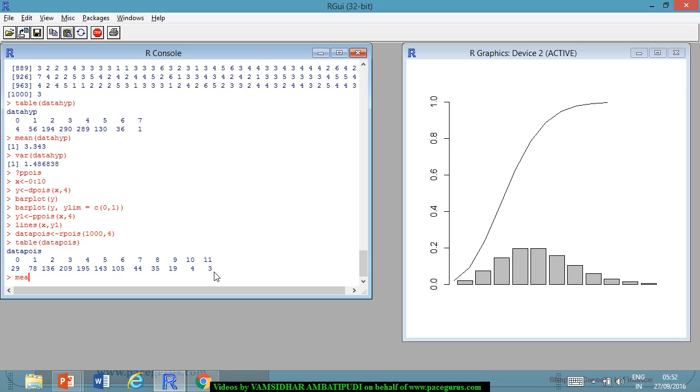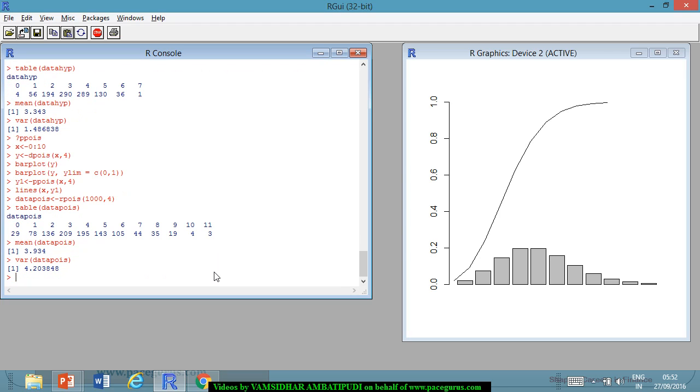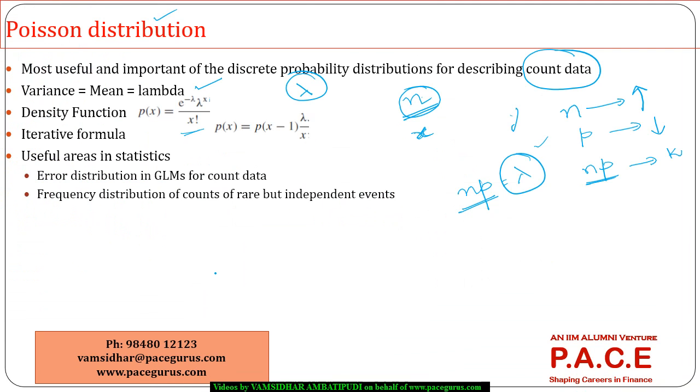And if you look at the mean of data points, it is coming out to be 3.93, which is very much equivalent to 4. And the variance, if I look at data points, is 4.2. This is also around 4. So this is the kind of data where the mean and the variance are more or less equal. So that's one specific property that we are talking about in a Poisson distribution.